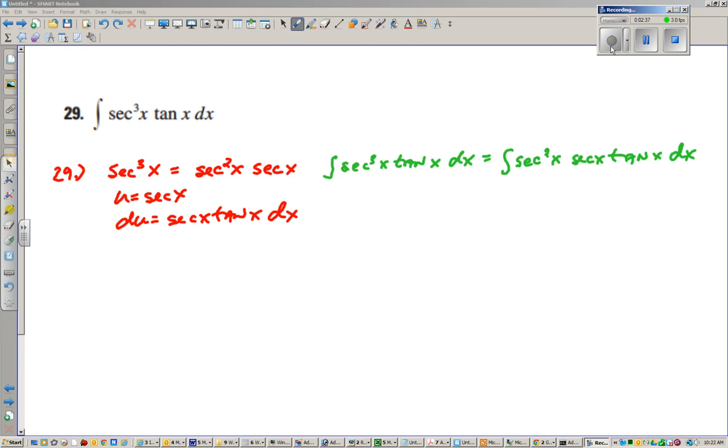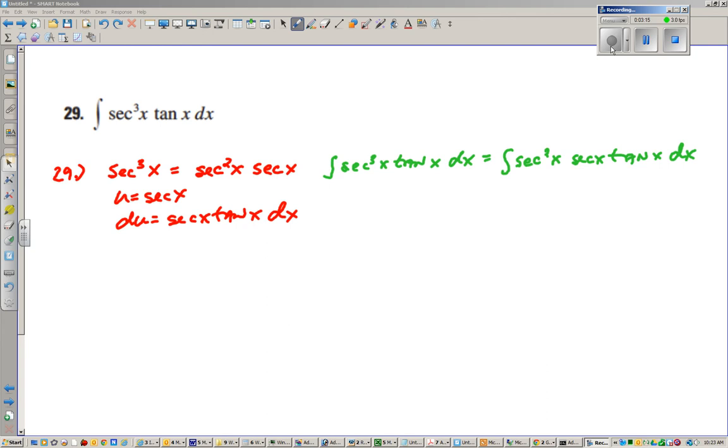Let's have a look at number 29. And what I've done here in the green is I've gotten you started and giving you a way to think about how you might work with this problem. The original problem was stated as sec cubed x tan x dx, and in my preliminary notes I suggested to you that you break secant cubed into secant squared x times secant x.